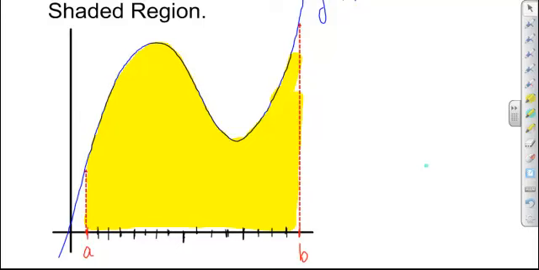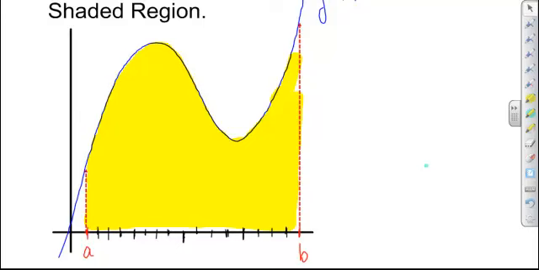So we're trying to find the area of the region trapped between the curve and the x-axis from A to B. The problem is we don't have an area formula for a shape like this. Well, we do have an area formula for rectangles. So what we're going to do is use rectangles to approximate the area under the curve.